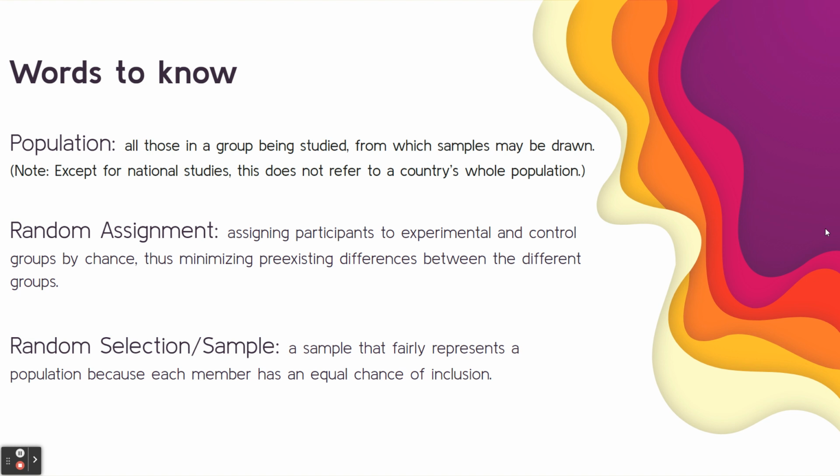Also, to be selected to be in an experiment, you needed to undergo random selection, and you are now part of a random sample. And the sample should fairly represent a population because every person in that population had an equal chance of being chosen or included in the study.